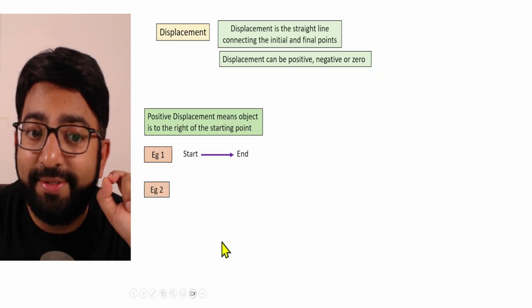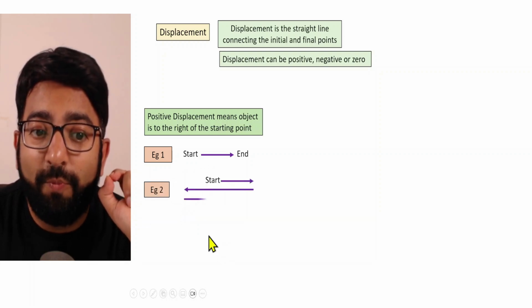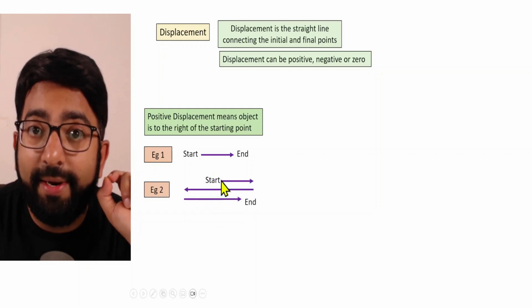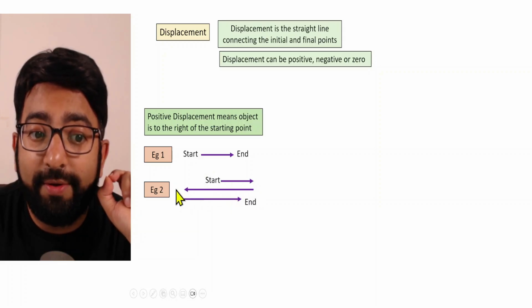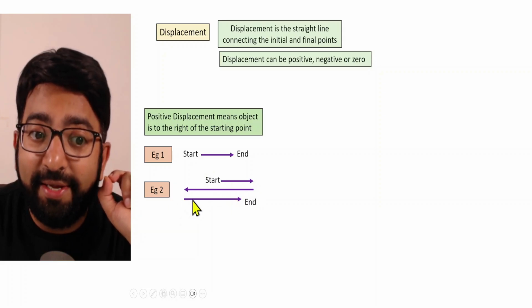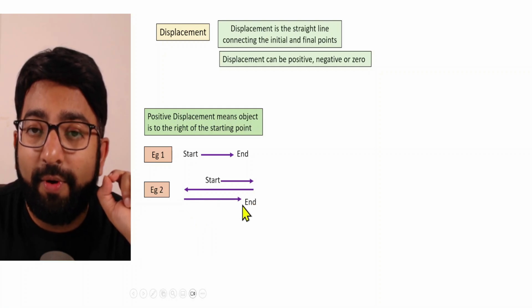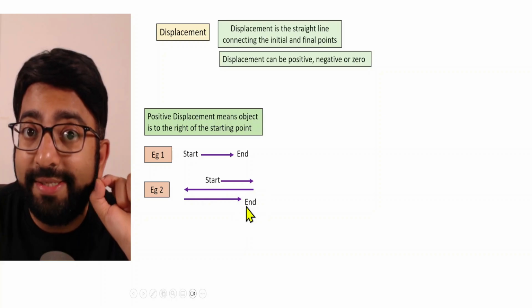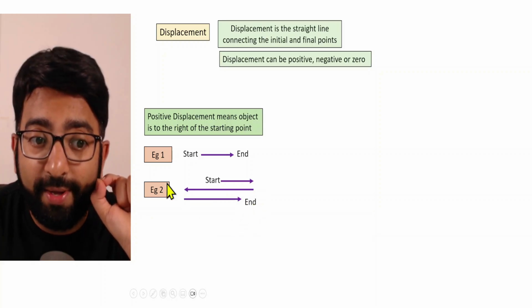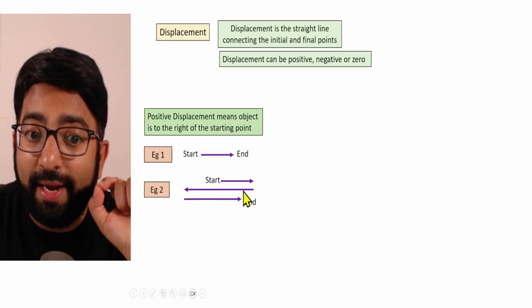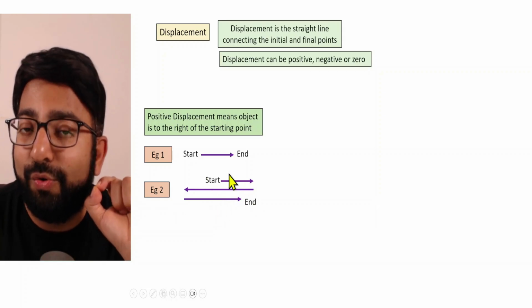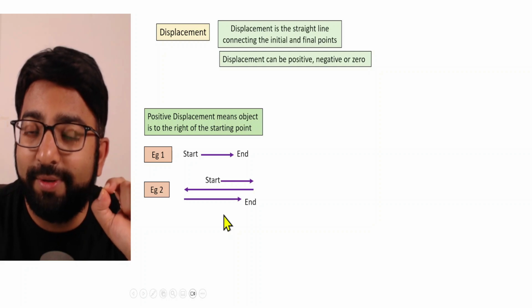Let's consider another example. Look at this type of motion, how the particle is moving. Here the particle started from here, it went right and then it changed direction, it went left all the way to this point and then again changed direction. Finally, this is the end point, but ignore the entire motion. We only focus on where the start point and the end point are. So here in example 2, you can see that the end point is to the right side of the start. That is why this is also considered positive displacement.